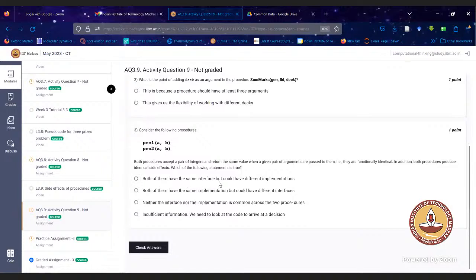Both of them have the same interface, but could have different implementation. Both of them have same implementation, but could have different interfaces. Neither of the interface nor the implementation is common across the two procedures. Insufficient information. We need to look at the code to arrive at a decision. So both procedures accept a pair of integers and return the same value when a given pair of arguments are passed to them. In addition, both procedures produce identical side effect.